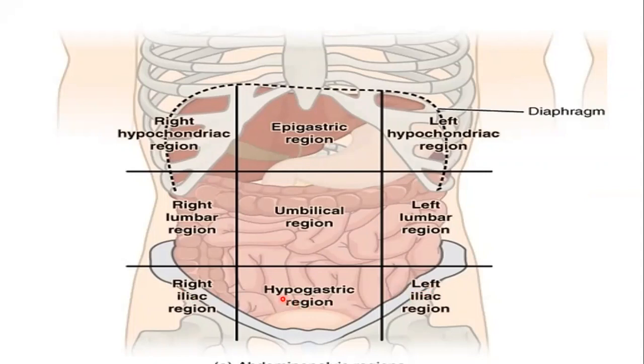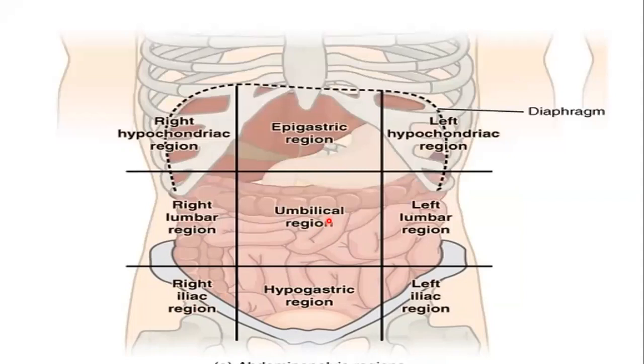Now, on both sides, we have the iliac regions. Lateral to the hypogastric region, on both sides, we have the iliac regions. Now, why is it called the iliac region? Because we have the iliac bones over here. These broad bones, as you can see, form the majority of the hip bone. These are the ilium bones, the iliac bones. That is why they are named the iliac regions, right? So one is the left iliac region and the other is the right iliac region, right?